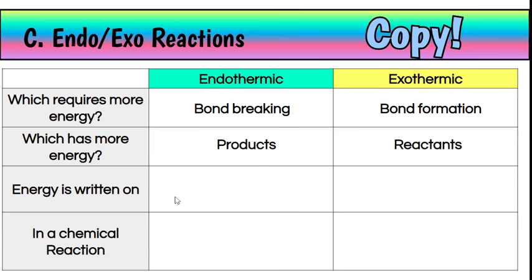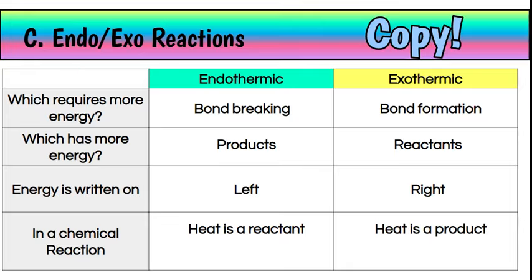For the side of the equation it's written on, if you're looking at a thermochemical equation, energy is written on the left for an endothermic reaction. Energy is written on the right for an exothermic reaction. When it's written in that reaction, heat is a reactant in an endothermic reaction. In an exothermic reaction, heat is on the product side. Heat is being made. Endothermic, heat is being used.